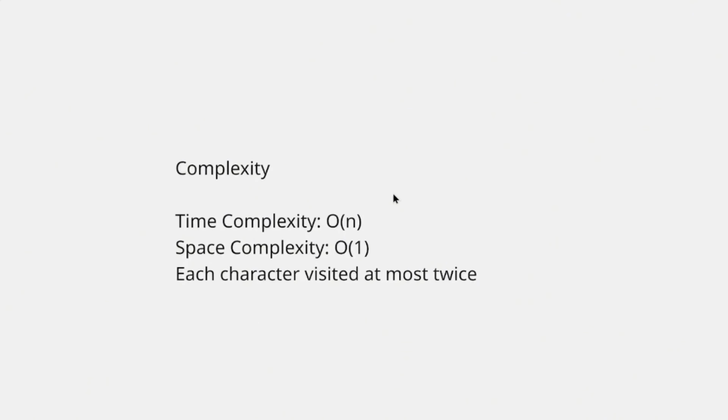So here is our complexity. By using a hash map and a sliding window, our time complexity will be big O of n and space complexity will be big O of 1. And each character is visited at most 2 times.